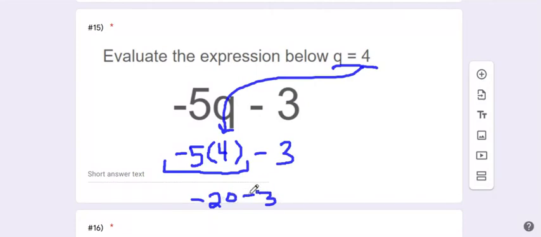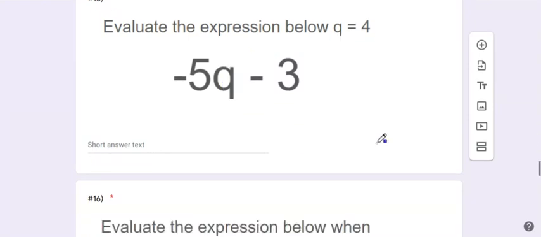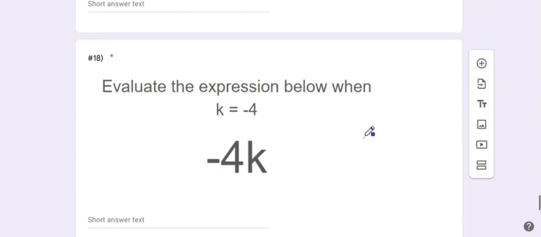Now, as you can see, I am subtracting. So I'm going to use add subtract rules, which tell me same signs, add and keep the sign, different signs, subtract, keep the larger. So what are their signs here? 20 is negative, 3 is negative. So I would say same signs, add. 20 plus 3 is 23. After I add, I keep the sign. So negative 23. All right, you finish the rest.